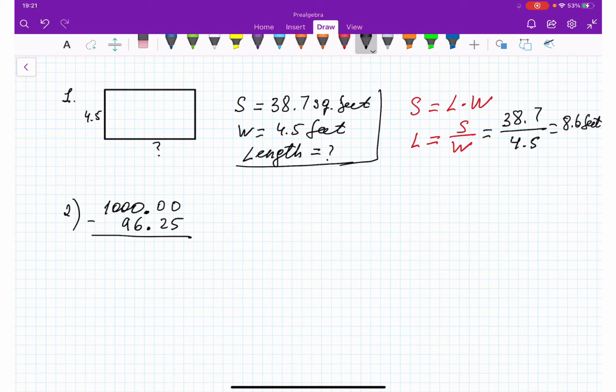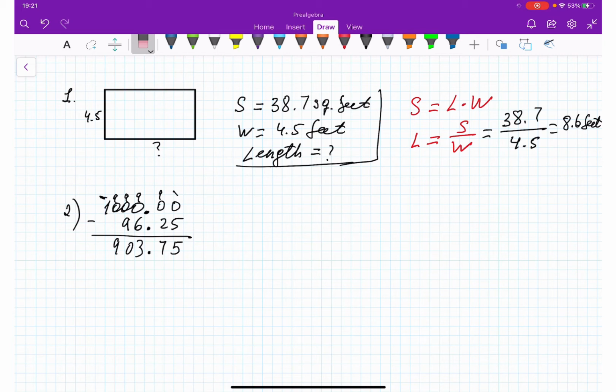All right, so borrowing one all the way from this one. 10 minus 5 is 5. Here we will have 9 left. 9 minus 2 is 7. 9 minus 6 is 3. 9 minus 9 is 0. Here is 9. And we are getting 0 here, or we don't write down anything because we borrowed from this one, right? So we get 903.75.